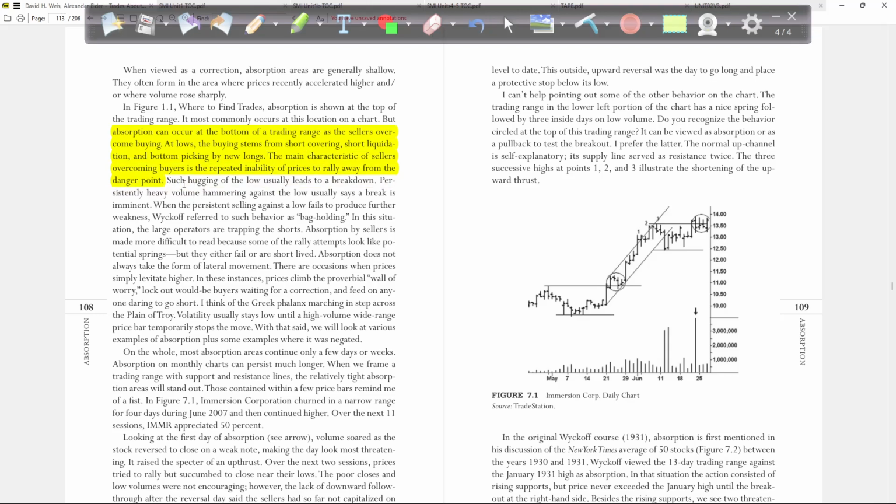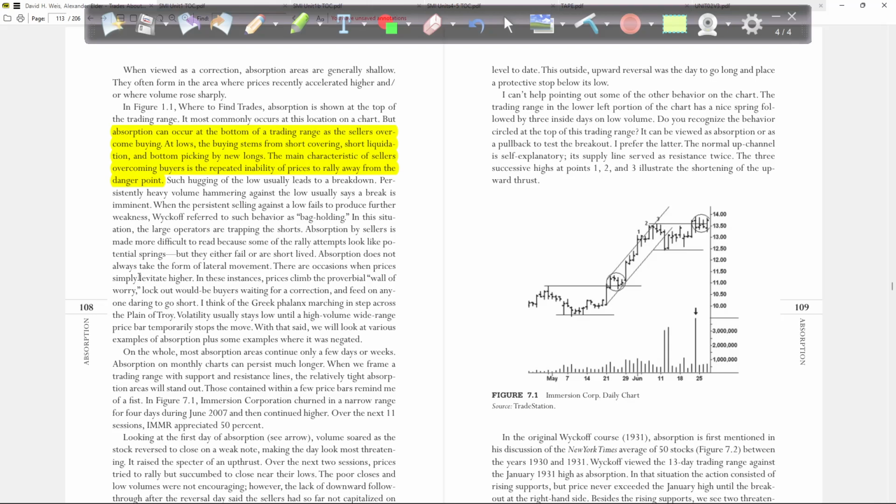Persistently heavy volume hammering against the low usually says a break is imminent. When the persistent selling against a low fails to produce further weakness, Wyckoff referred to such behavior as peg holding. In this situation, the large operators are trapping the shorts. Absorption by sellers is made more difficult to read because some of the rally attempts look like potential springs, but they either fail or are short-lived.